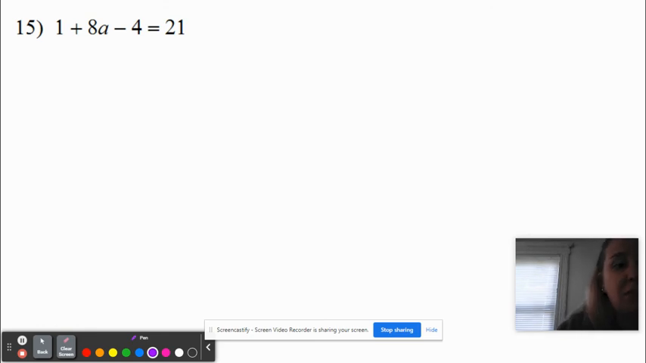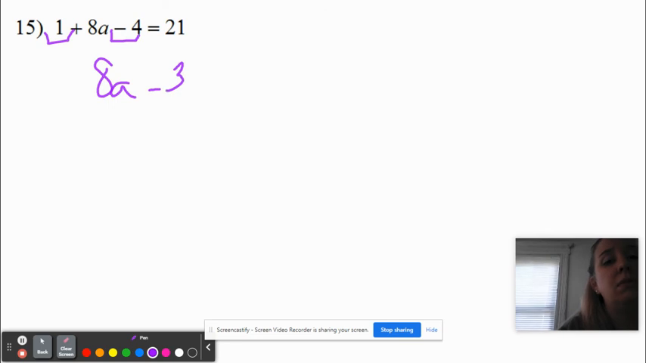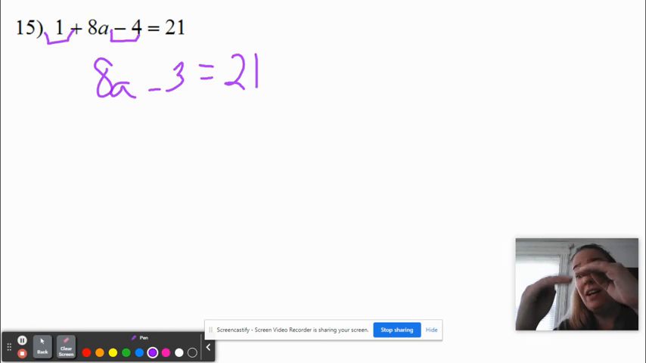Okay, I'm going to start with my variables. I only have the one variable term over here. And I have a 1 minus 4. You have $1, but you owe me $4. So we settle up and you're like, hey, I still owe you 3, miss. Equal sign 21. So we have a negative 3.